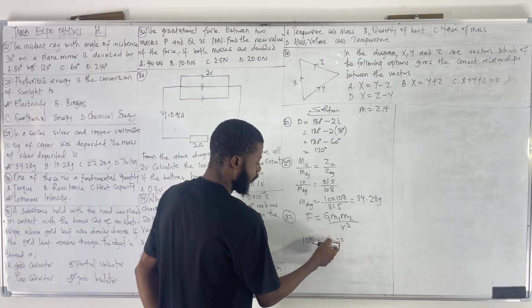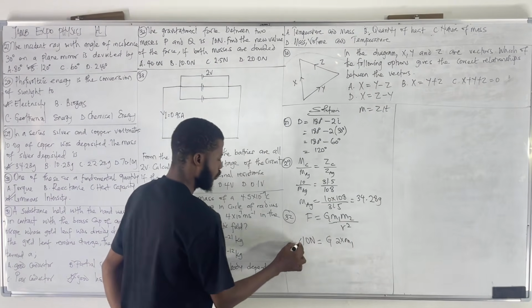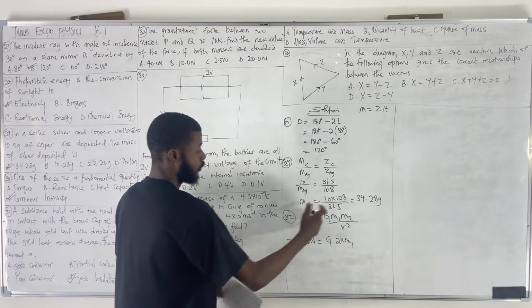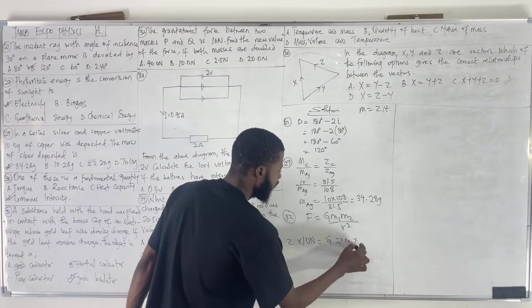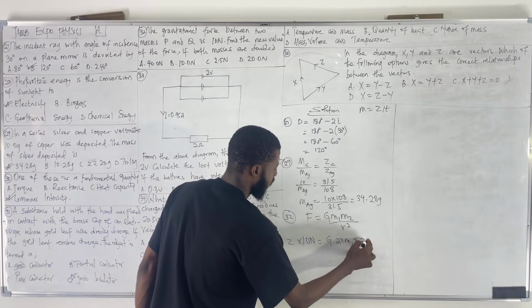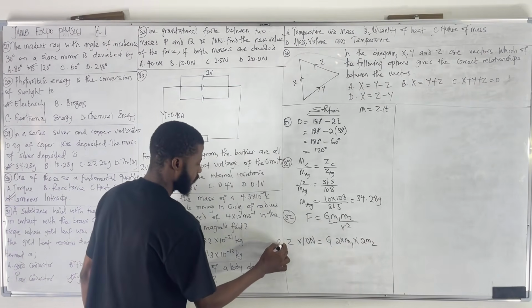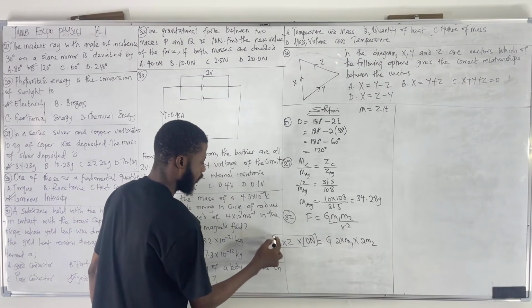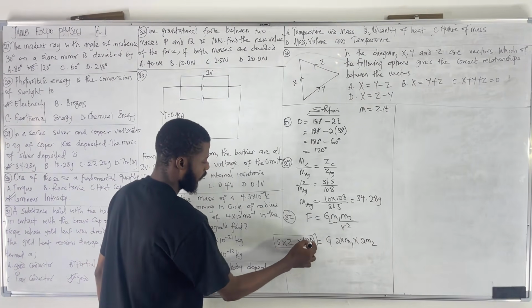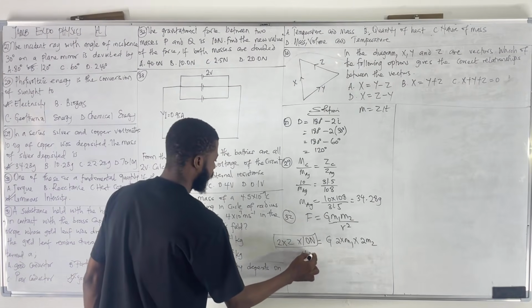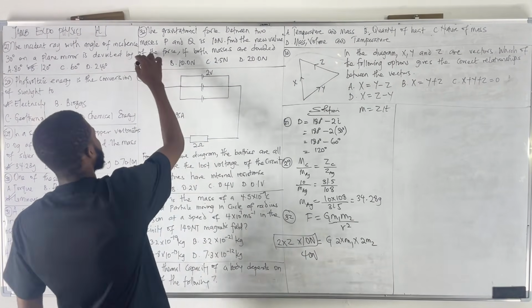So remember, anything you do here, when you do 2 times m1, also do the same thing here, 2. Because anything you do to one side, do to the other side. Then this m2 was also doubled again. So that's 2m2. So there's another 2 in front. So altogether, 2 times 2 is 4. 4 times 10 is 40 Newton. So the answer is going to be 40 Newton.